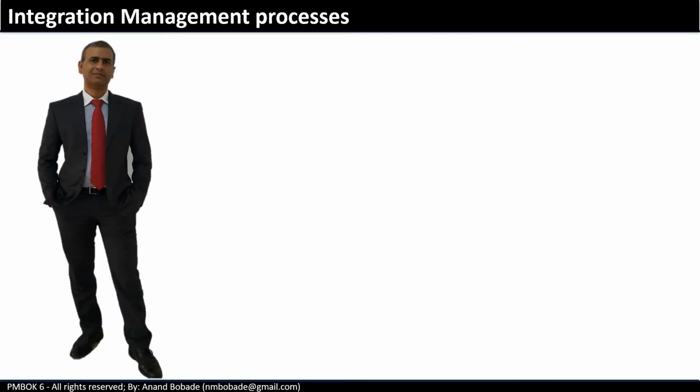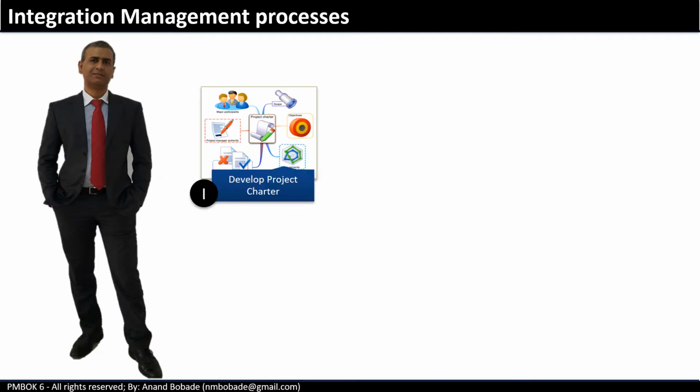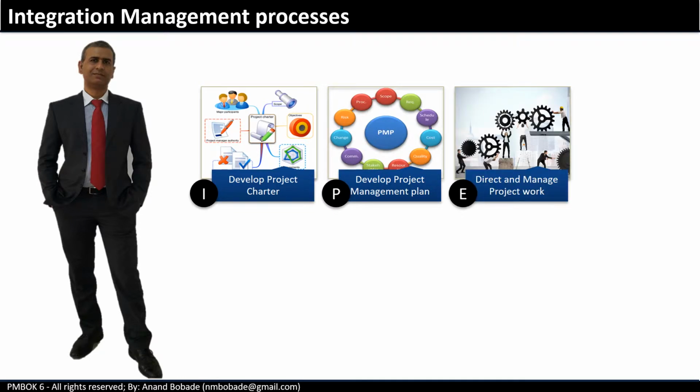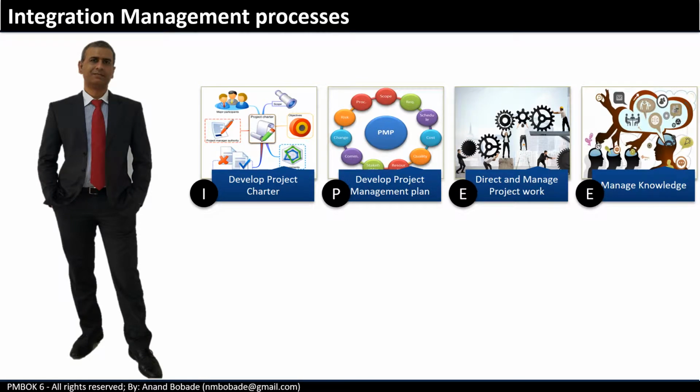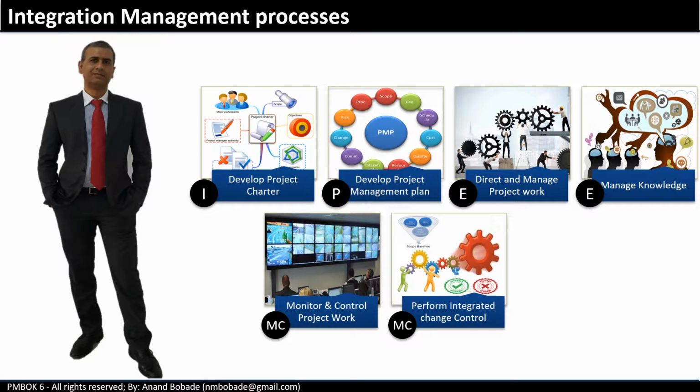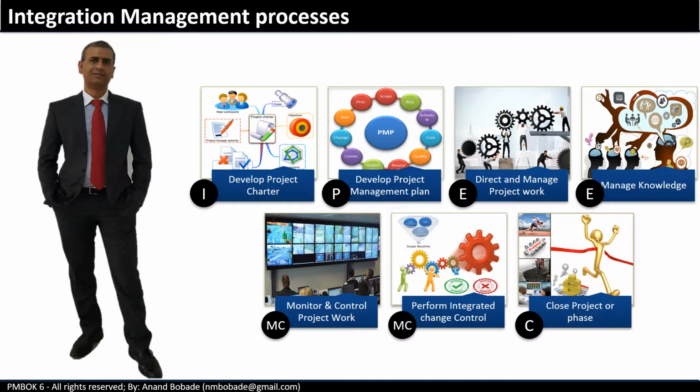A quick look at the 7 processes from the integration management knowledge area: develop project charter, develop project management plan, direct and manage project work, manage knowledge, monitor and control project work, perform integrated change control, and finally close project or phase.